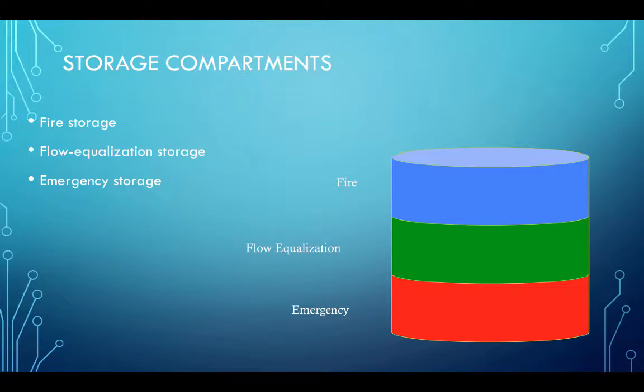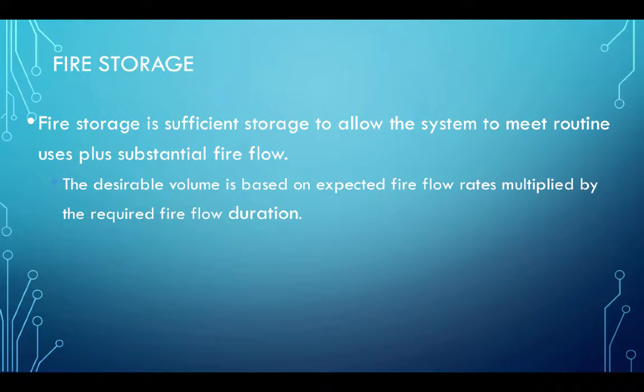Here's a diagram illustrating the storage compartments. I'm showing fire as blue, flow equalization green, and emergency is red. If you did stack them in a tank this way, it would make sense to me that the fire storage would be the highest part of the tank to guarantee as much pressure as possible. Flow equalization in the middle, and then emergency is reserved at low but adequate pressures to supply the emergency water during a repair.